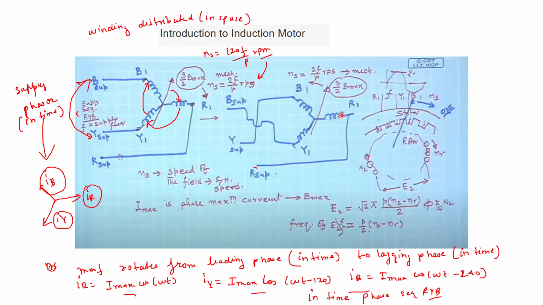So what will happen? This rotating MMF will first start from R phase, because R phase is still the same, but this B phase winding is getting Y phase current. So it will go to Y phase, because Y phase current is in time, which is leading, right? Leading compared to B phase current in time. So first it will go to Y phase, and then it will go to B phase in time. So this MMF rotates from leading phase in time to lagging phase in time.